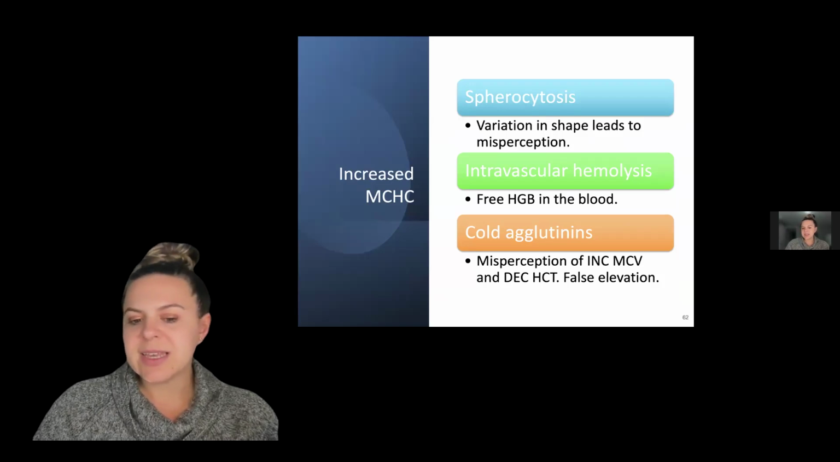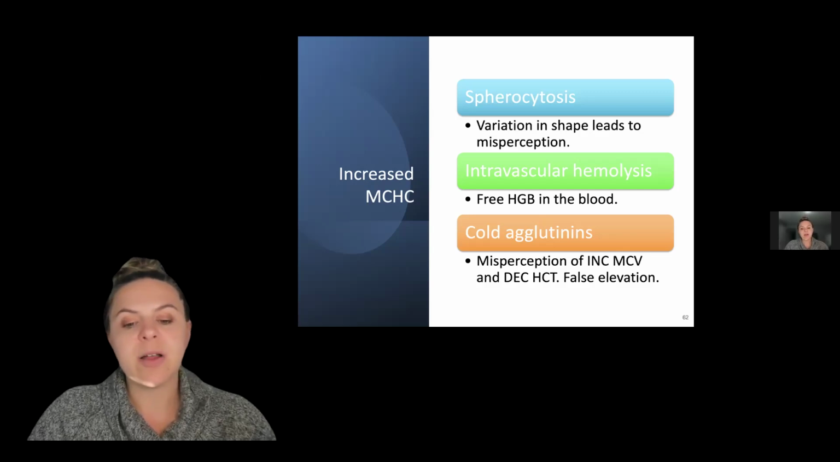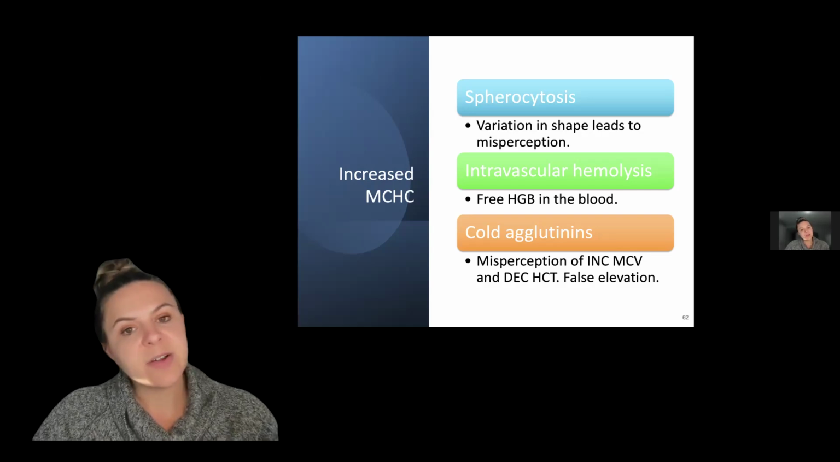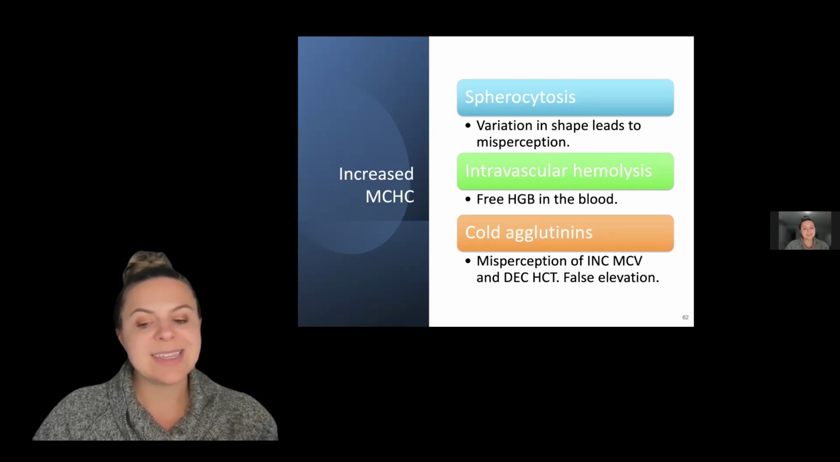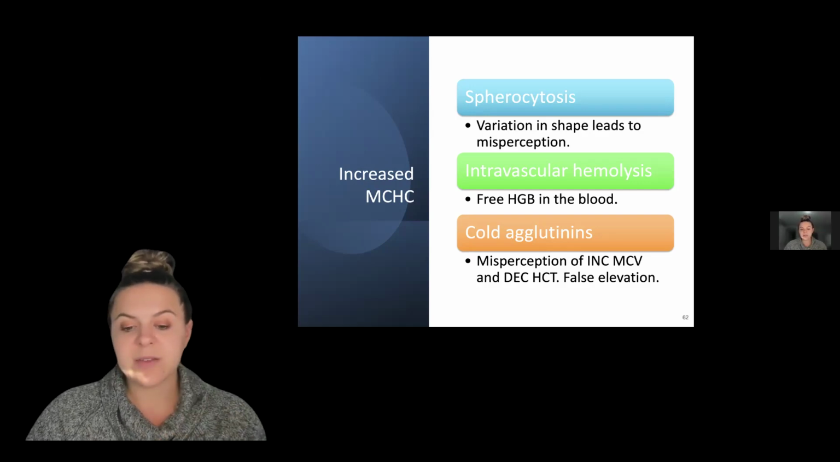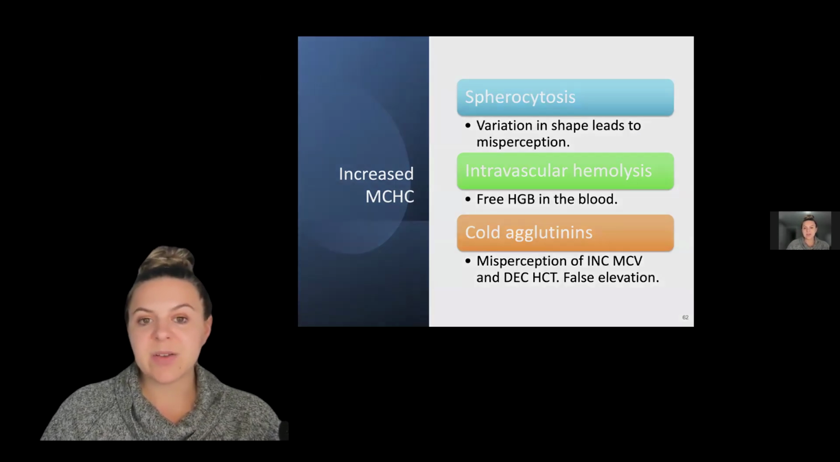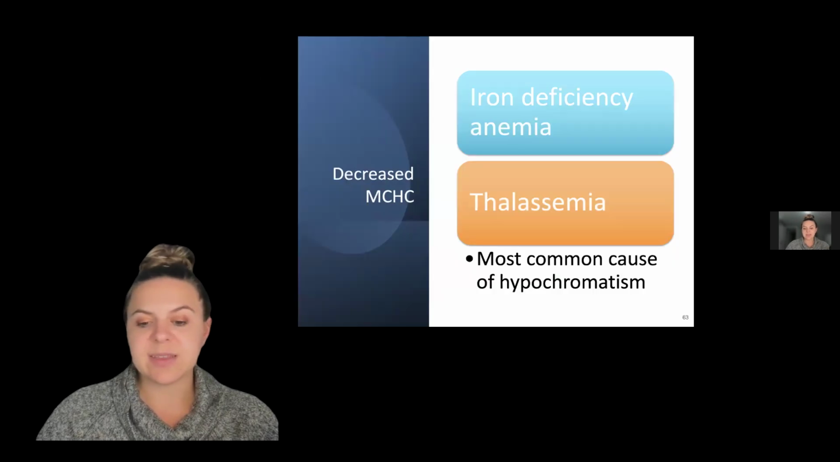Increased MCHC is less common but can occur in certain conditions. One example is hereditary spherocytosis, where red cells are sphere-shaped instead of biconcave, giving the impression of a more concentrated hemoglobin. Intravascular hemolysis, where free hemoglobin is released into the blood, can also artificially elevate MCHC, and so can cold agglutinins, which cause red cells to clump together. This can also lead to a false elevation. These conditions highlight the importance of correlating lab results with clinical context and peripheral smear findings.